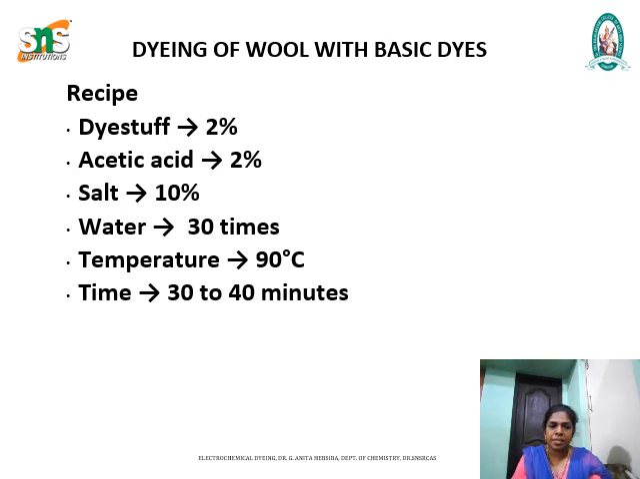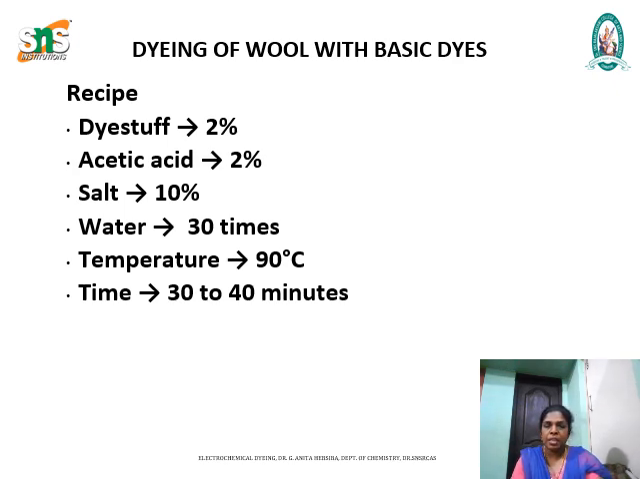Dyeing of wool with basic dyes. The recipe. Basic dyes have a cationic part in their dye structure, and here when the recipe is written, it is dye stuff 2%, over the weight of the material. It is based on the weight of the material, you take 2% of dye. Acetic acid 2%, salt, usually Glauber's salt, that is sodium sulfate decahydrate, is used, that is 10 percent. Water 30 times, that means 1 is to 30. Material to liquor ratio is maintained at 1 is to 30.